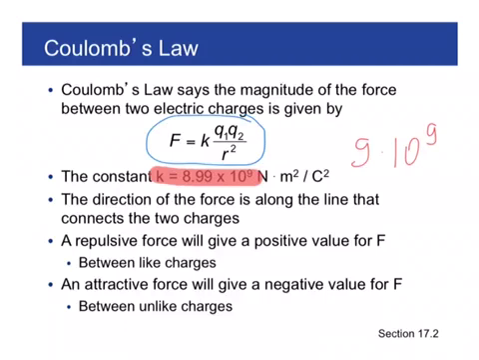The direction of the force is always along the line that connects two charges. And repulsive force will give a positive value for force. This is between like charges, and attractive force will give you a negative value for force. This will happen between unlike charges. This basically comes from the signs: positive times positive gives you positive, negative times negative gives you positive, and positive times negative gives you negative. So this comes from the standard formula.